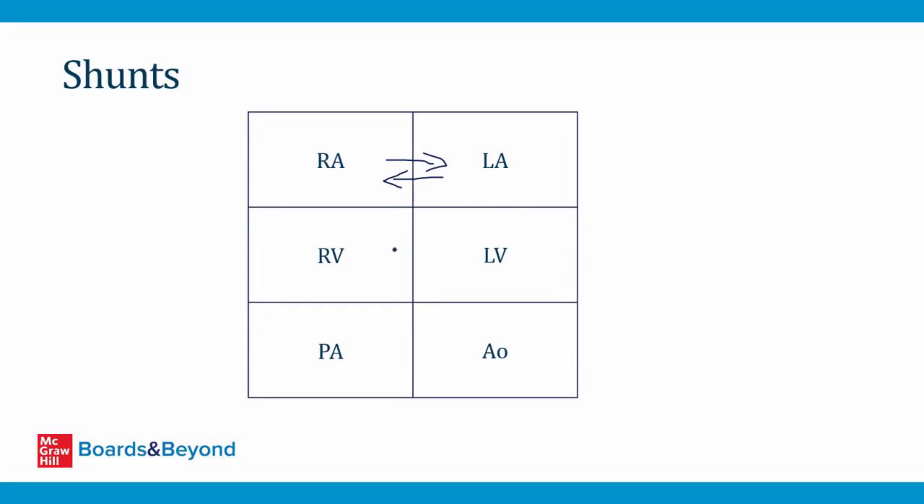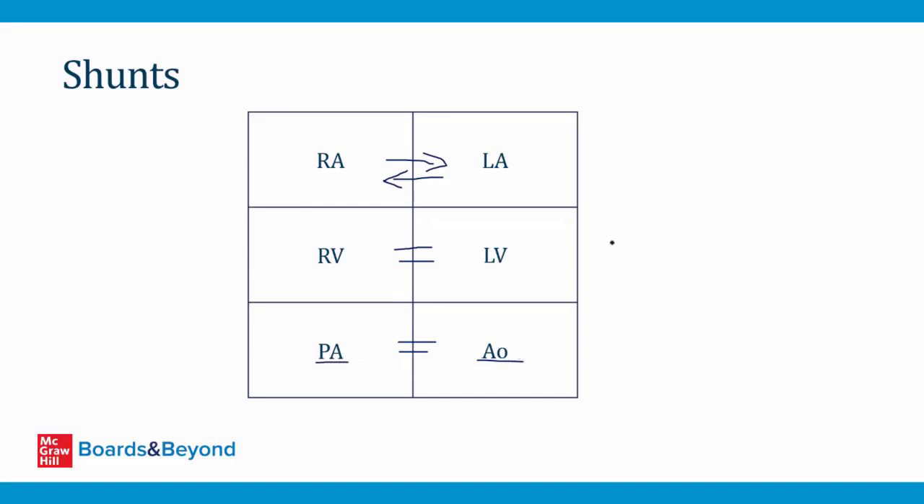An abnormal communication between the right ventricle and the left ventricle is called a ventricular septal defect. And we'll also talk about a patent ductus arteriosus, which is a persistent connection between the pulmonary artery, which is where blood goes after it leaves the right ventricle, and the aorta, which is where blood goes after it leaves the left ventricle.